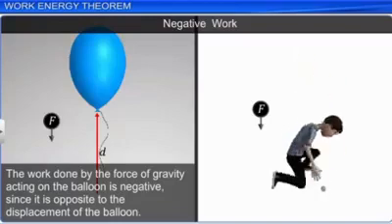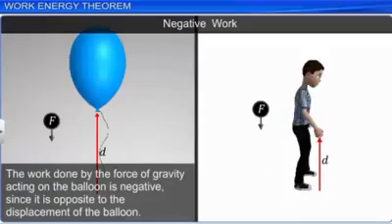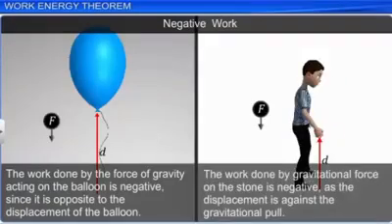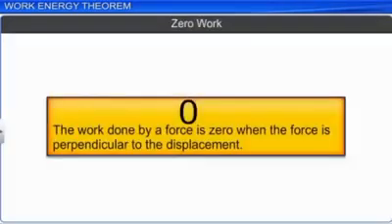In the example of a boy lifting a stone, the work done by the gravitational force on the stone is negative, as the displacement is against the gravitational pull. The work done by a force is 0 when the force is perpendicular to the displacement.